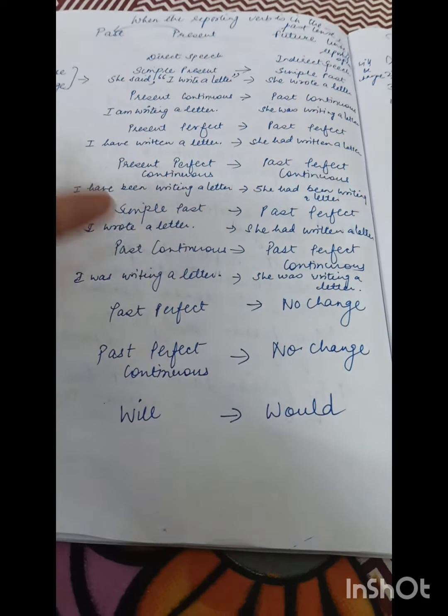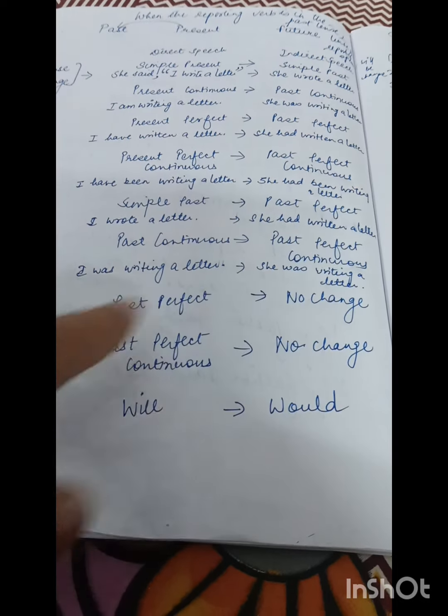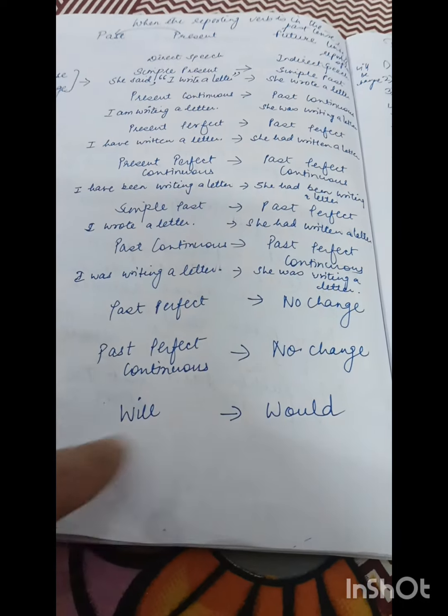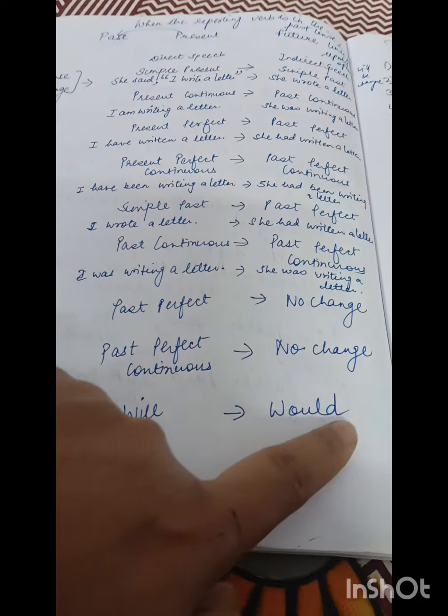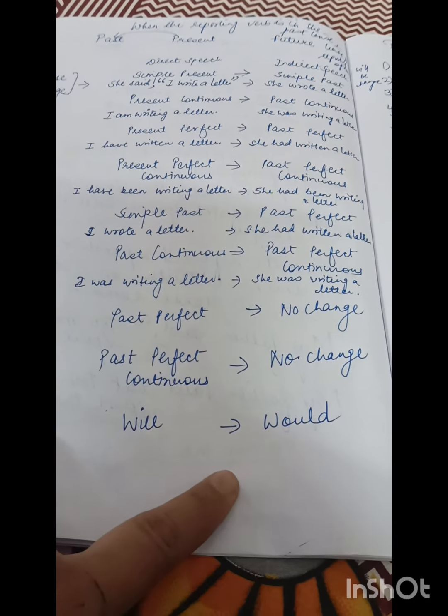And what will happen with the perfect tenses? No change at all. Past perfect, no change. Past perfect continuous, no change. Future tense will get changed into would. These are all the rules of the tenses.